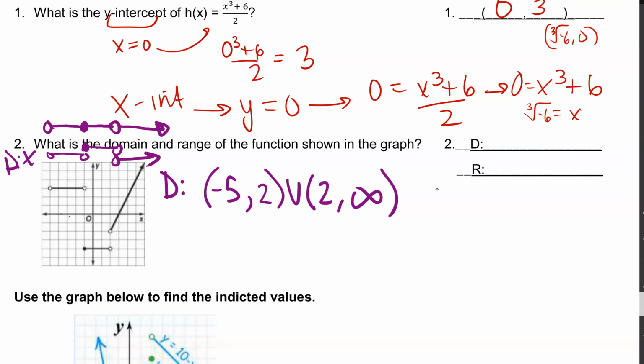Why did I not go -5 to -1? Why did I not have -1 as part of this? Ellie, do you know? Exactly, it overlaps. I have a y value. It's not the first part up above. I like to drop down to the next part of my function.